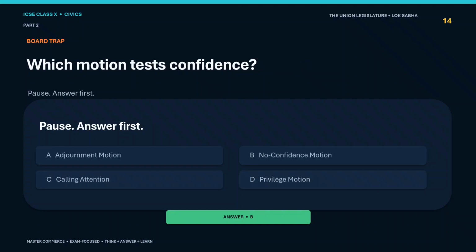Which motion tests whether the Council of Ministers enjoy the confidence of Lok Sabha? No confidence motion. Notice how this connects part 1 and part 2. The best way to prepare civics is not to memorize isolated lines, rather connect the concepts.